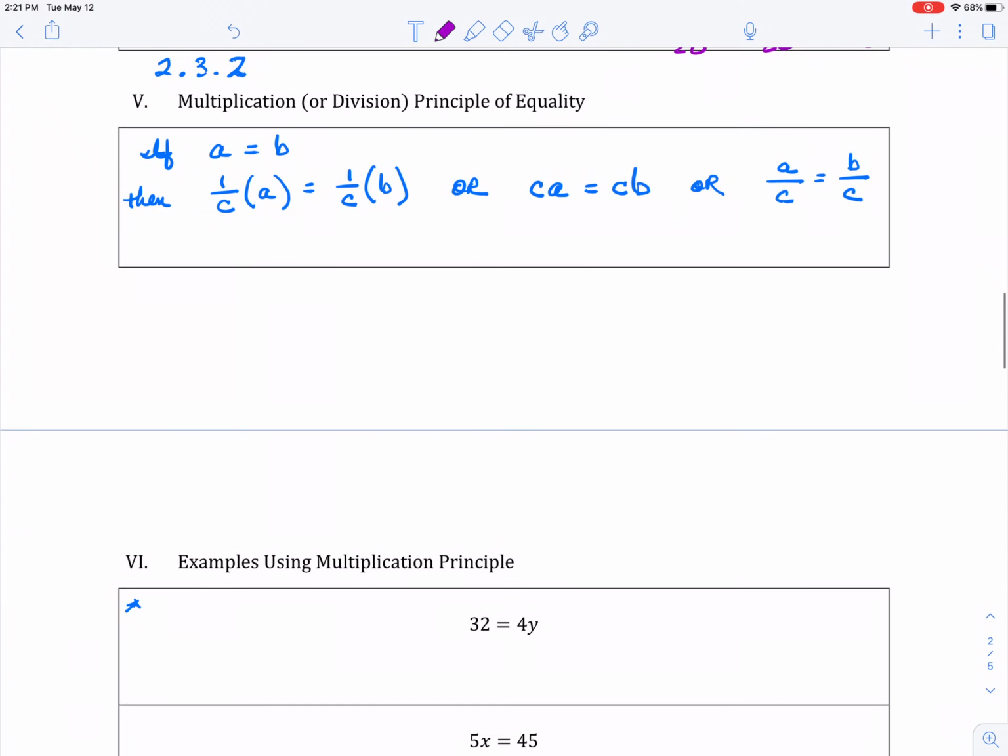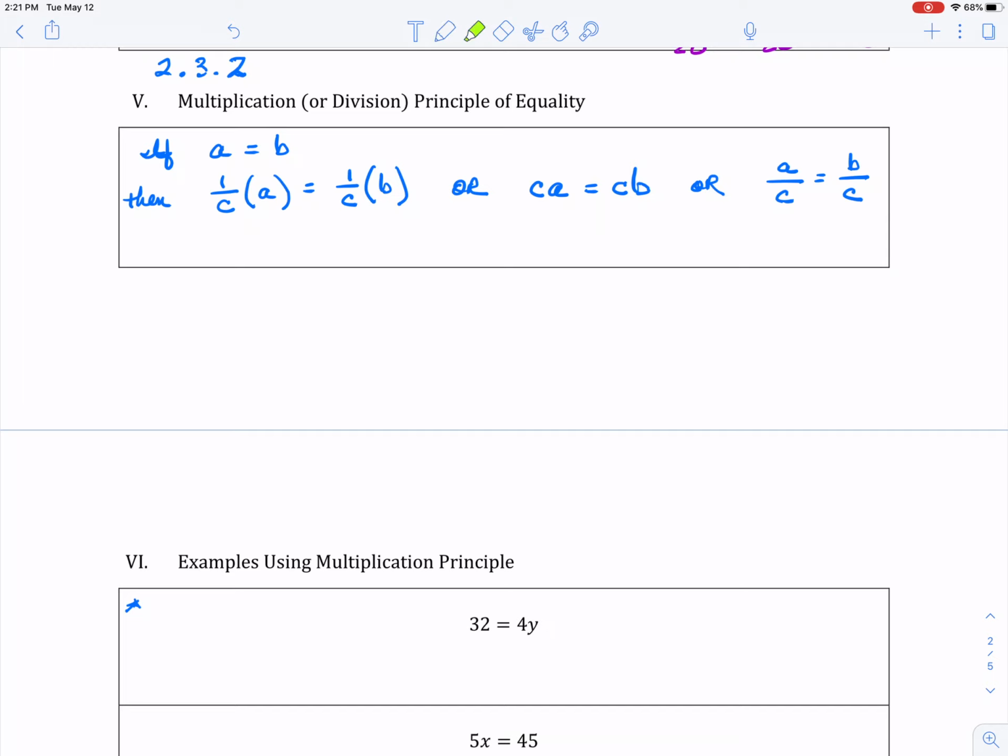I'm still working in section 2.3, learning how to solve equations. And you can see this is the second video, so it's numbered 2.3.2. And now we're going to be looking at the multiplication or division principle of equality. It starts out, again, with two things that are equal.